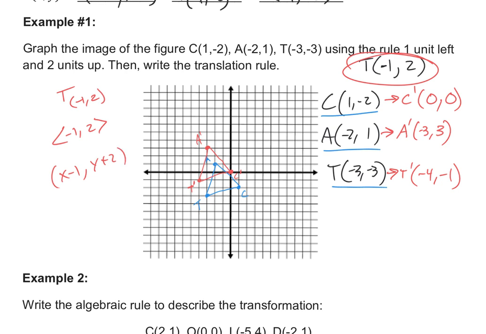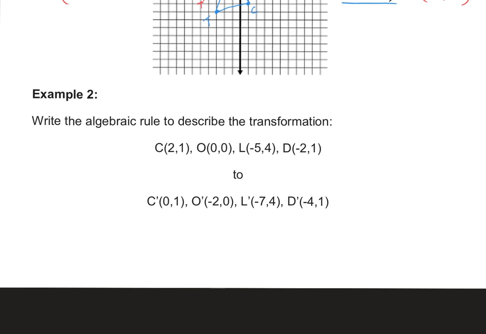Okay? Now let's go to example 2. Write the algebraic rule to describe the transformation. All right, well, look, we have C, C prime, O, O prime, L, L prime, D, D prime. Really, we should only have to look at one of these to figure it out. Any one of these relationships should give us the same one. So I'm going to do the easiest one here first. I'm going to say O to O prime seems the easiest.